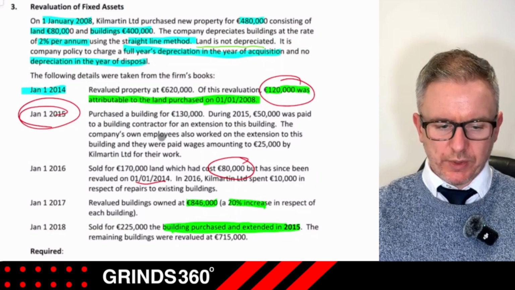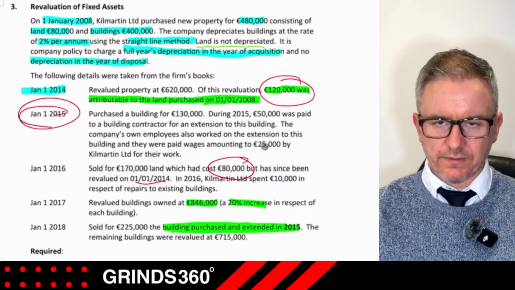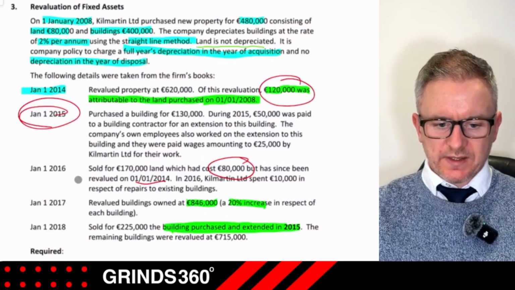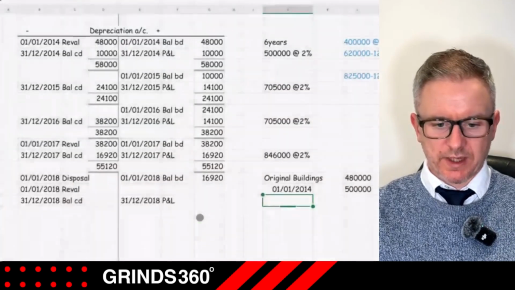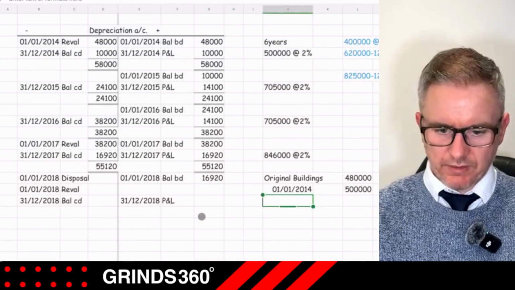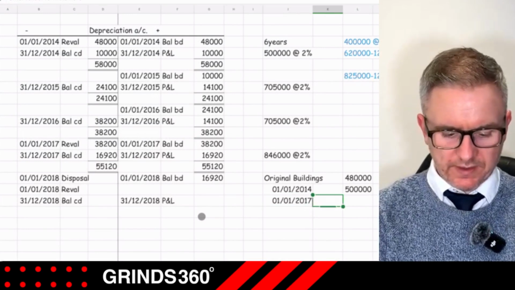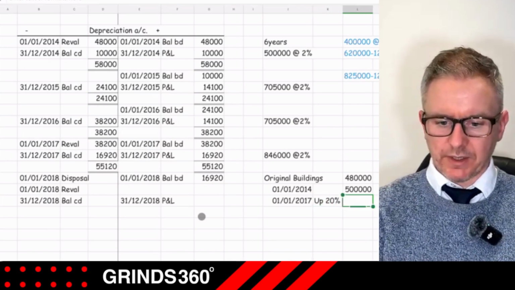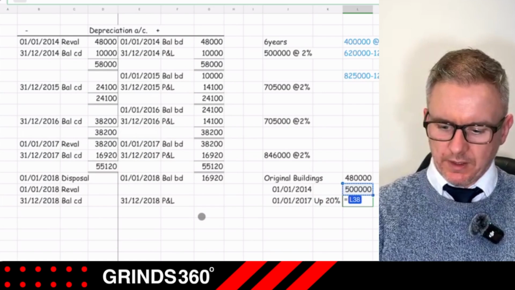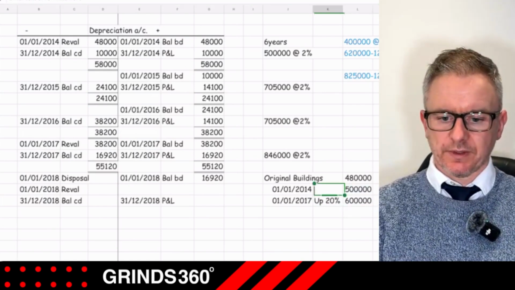Then we purchased new buildings in 2015, 130, the 50 and the 25. All right. 2016 we just sold land, but then in 2017 we revalued everything again. An increase of 20%. So let's deal with that revaluation. So on the 1st of the 1st, 2017, we're increasing by 20% because they said the revaluation was 20%. So multiplied by 1.2. So we were up to 600,000 for the original buildings.